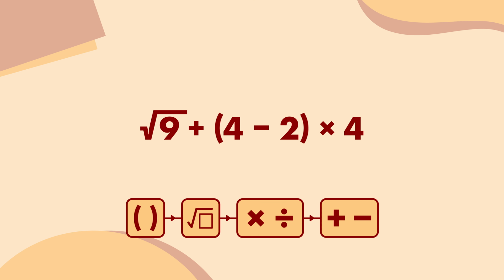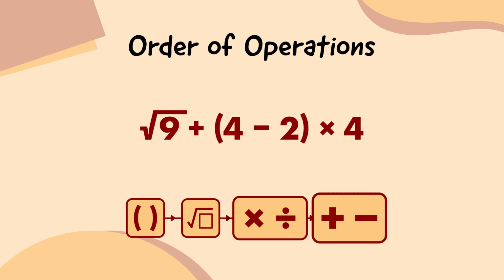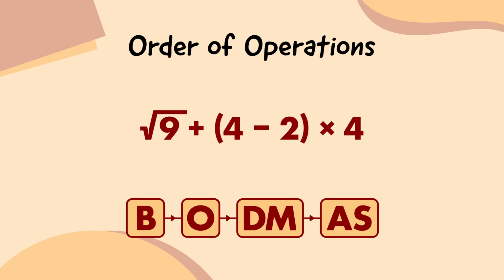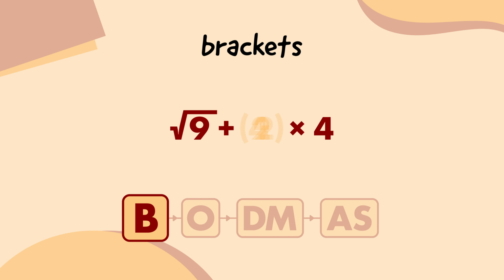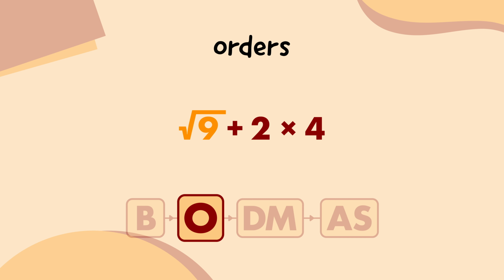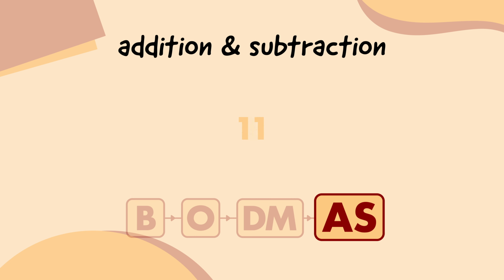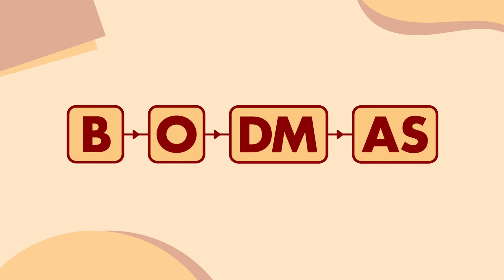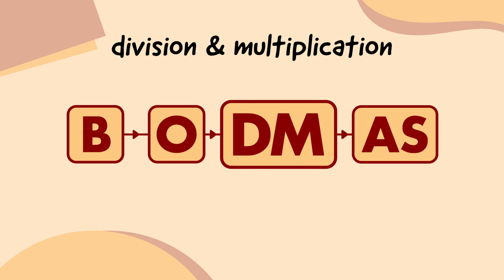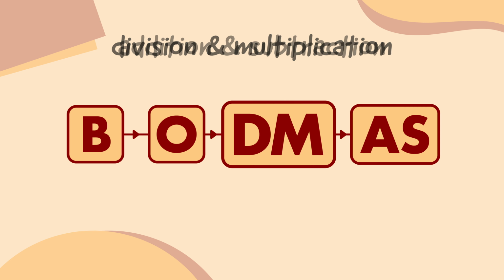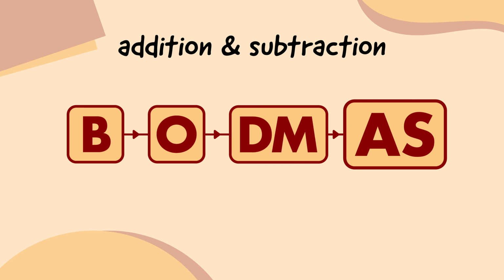Okay, so I'm going to quickly remind myself. When we solve equations in maths, we need to use the order of operations, or BODMAS. First, we calculate anything that sits inside brackets. Next, we calculate the orders, that's things like powers and roots. Then we do any division and multiplication. And finally, we do any addition and subtraction. One of the most important things to remember about BODMAS is the way that we do both DM, division and multiplication, and AS, addition and subtraction.